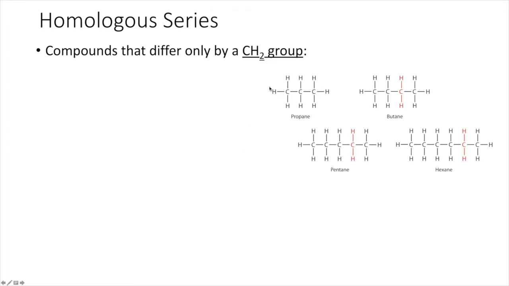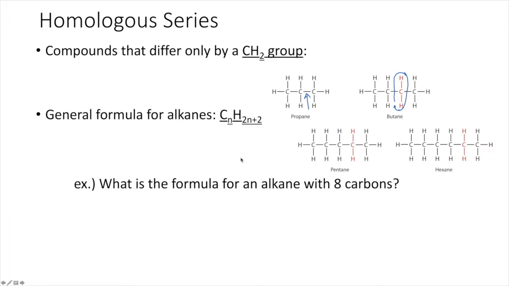So a homologous series is one that differs by only a CH2 group. So imagine if I had propane and I inserted a CH2 right there, then I would get butane. And if I did the same thing to butane, then I would get pentane. If I did the same thing to pentane, I would get hexane. So what that leads us to is a general formula for alkanes. That is C with the subscript n, that of course indicates the number of carbons, and H with the subscript 2n+2. So twice as many hydrogens as carbons plus 2.